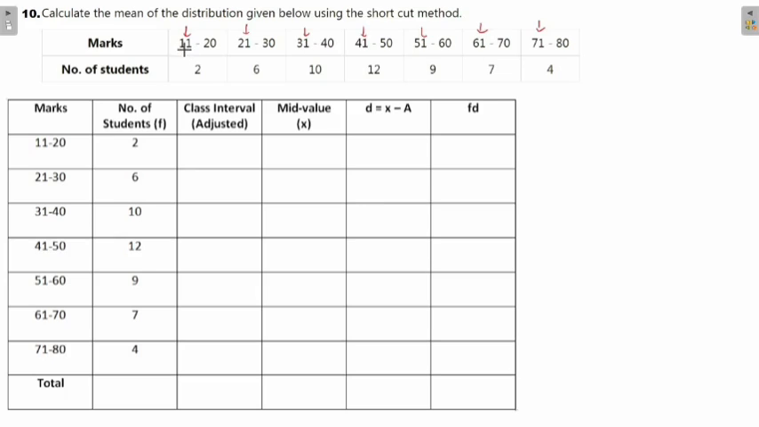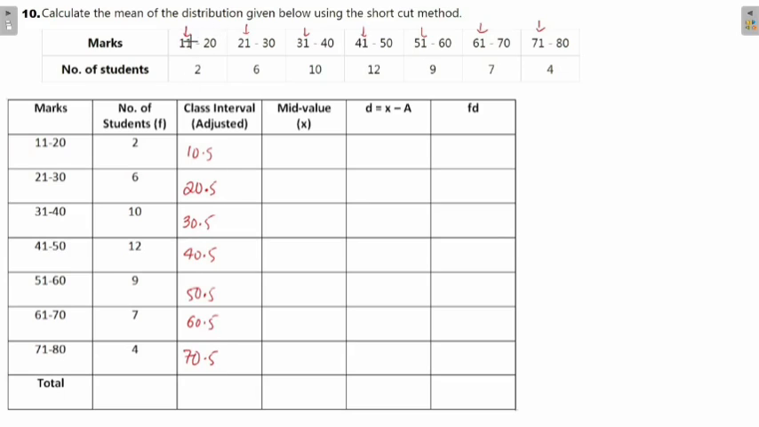So let's subtract and check how much we get. If you subtract 0.5 from 11, you get 10.5. Next, this becomes 20.5, this becomes 30.5. Then similarly 41 becomes 40.5, 51 becomes 50.5, and 61 becomes 60.5. Next, 71 becomes 70.5. So this is the adjustment with the lower limit.